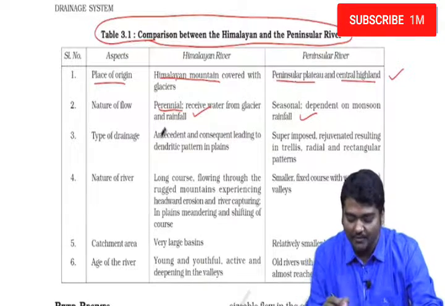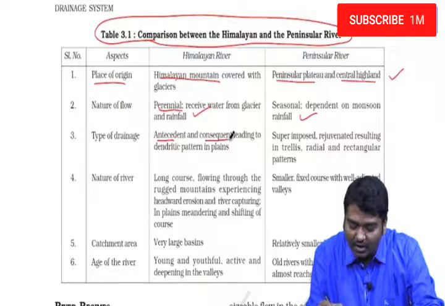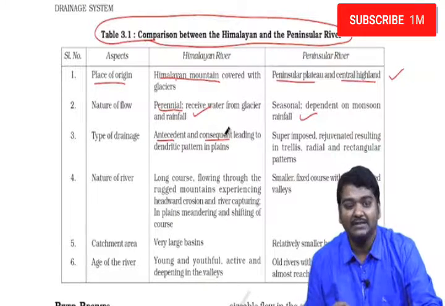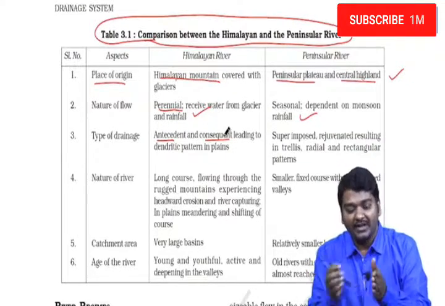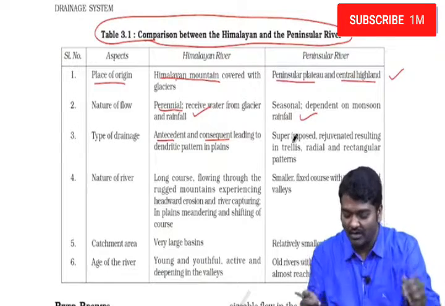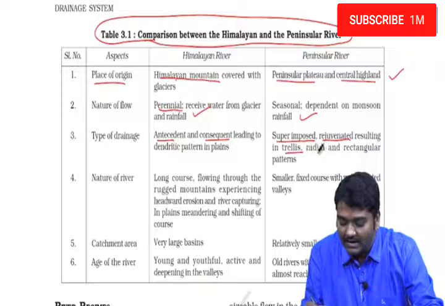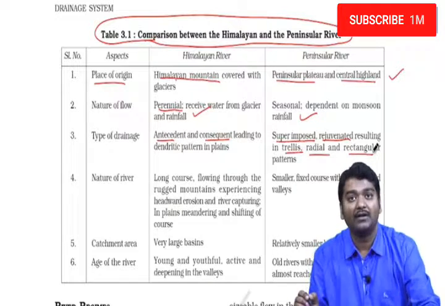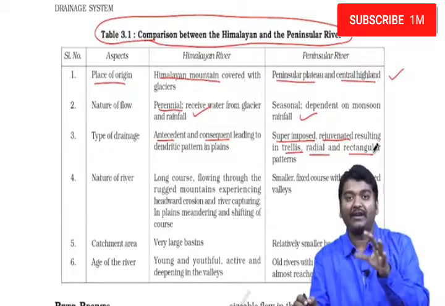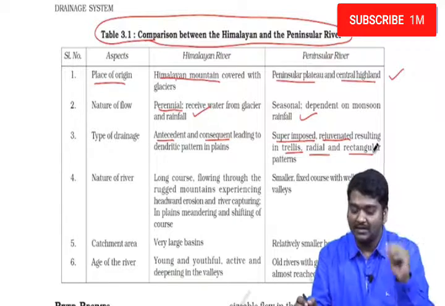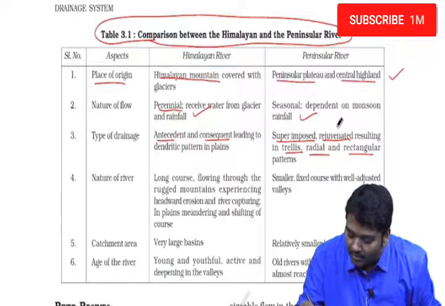We call it seasonal. Antecedent and consequent. What is the meaning of antecedent? First it was moving in a particular direction, then the Himalayas came, but it is still moving. Superimposed, rejuvenated, trellis, radial, rectangular. You know trellis, radial and rectangular, I told you about Amarakantak and others. But what about rejuvenated?